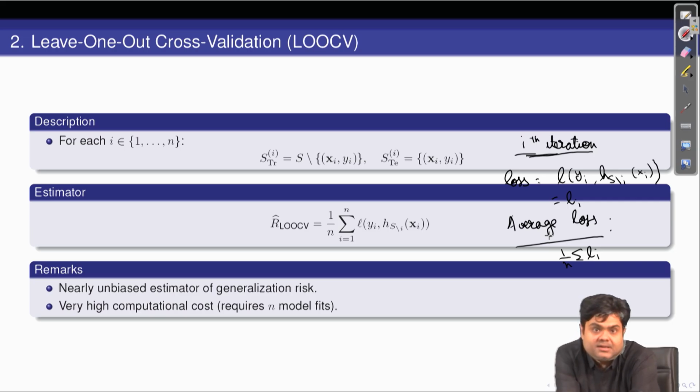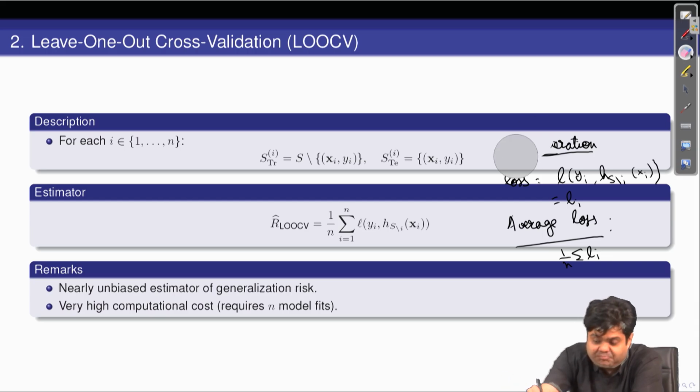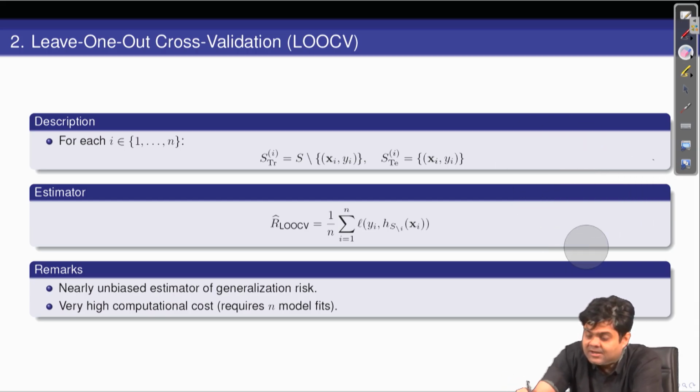So, this is nearly an unbiased estimator for general risk, because it is essentially the mean. You remember, the mean generally tends to give you an unbiased estimator, but this has high computational cost, because you will do almost the same number of iterations as the number of samples. So, if the sample is big, this involves a high number of calculations.